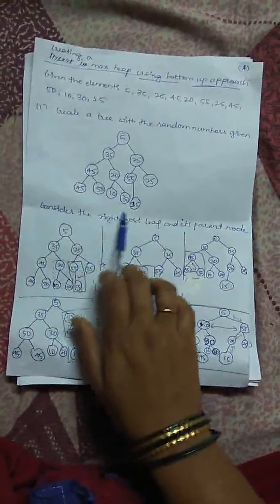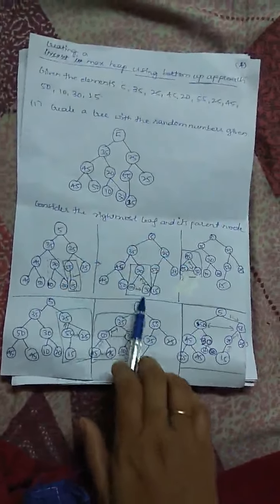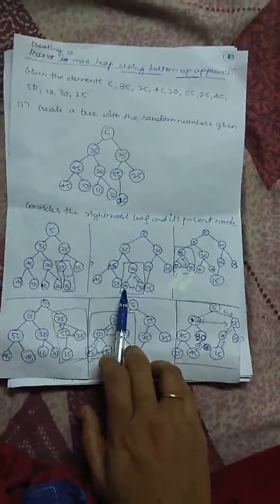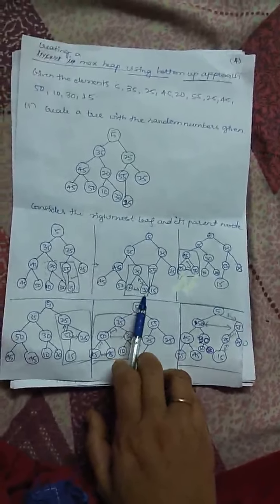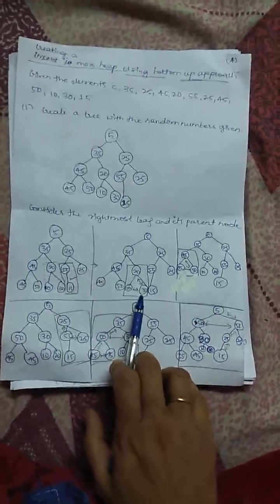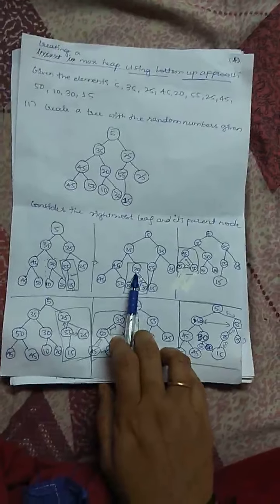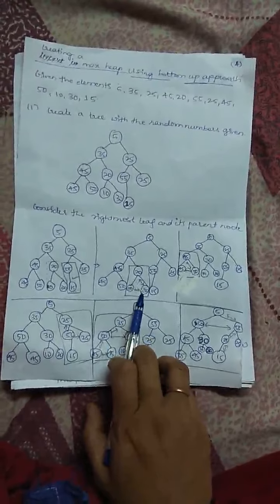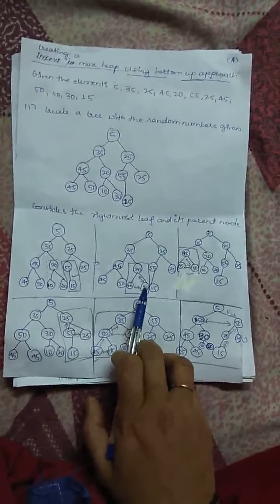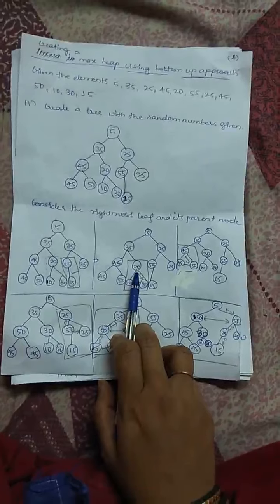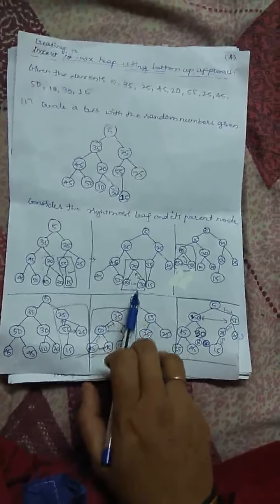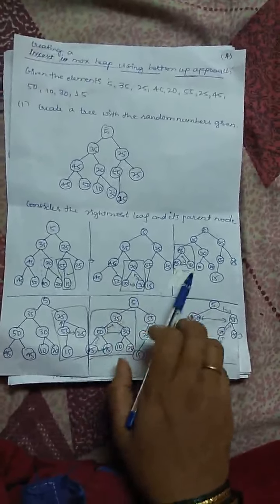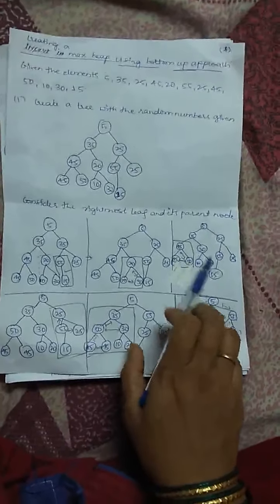Now we are considering this part, 20, 10 and 30. First you have to compare the two children here, 30 and 10. Which is the maximum? 30. Then compare the maximum element with its parent value, 30 and 20. 30 is greater. So in a maximum heap, this 30 should come to the root place, is it not? So we are exchanging 30 and 20. After exchanging, we have got this.